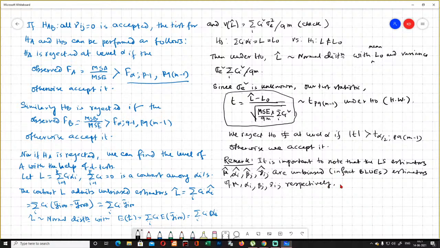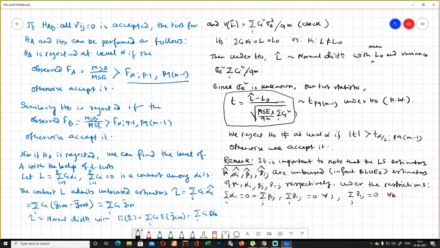Under the restriction that the sum over i of alpha i equals 0, the sum over j of beta j equals 0, the sum over i of gamma ij equals 0 for all j, and the sum over j of gamma ij equals 0 for all i.